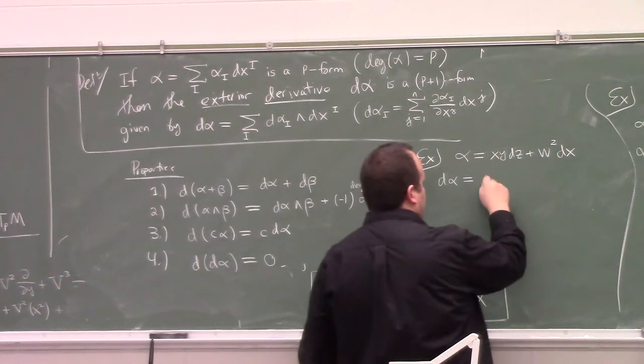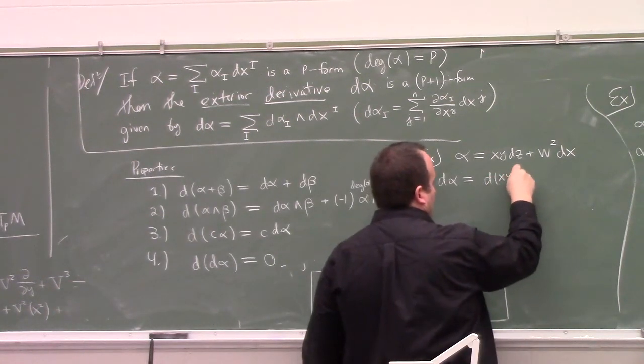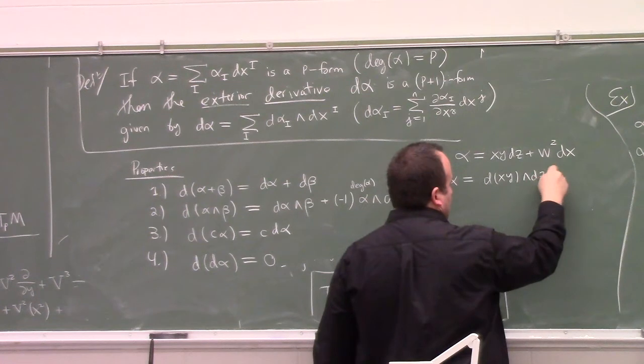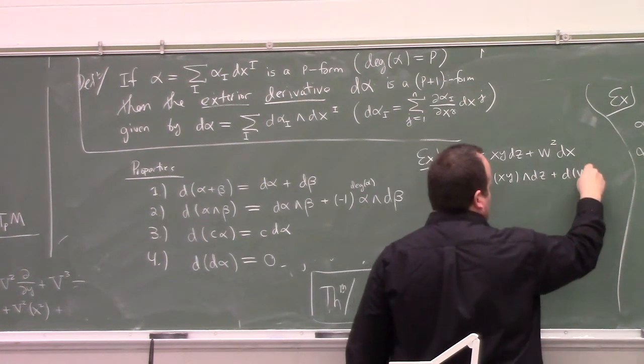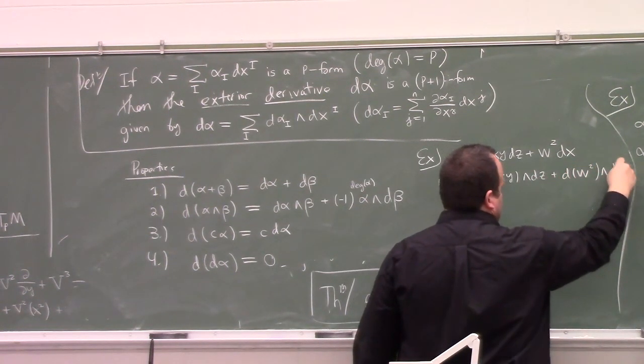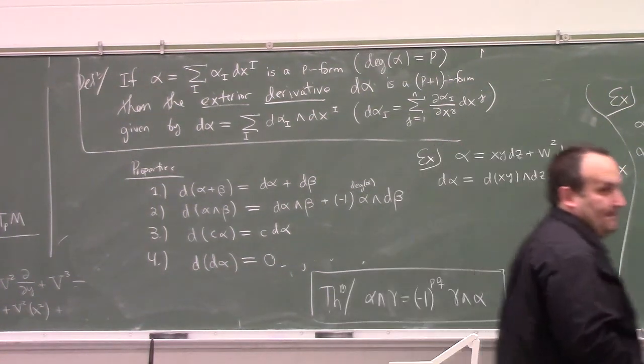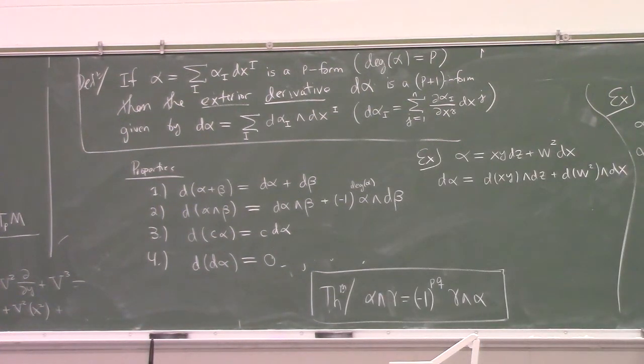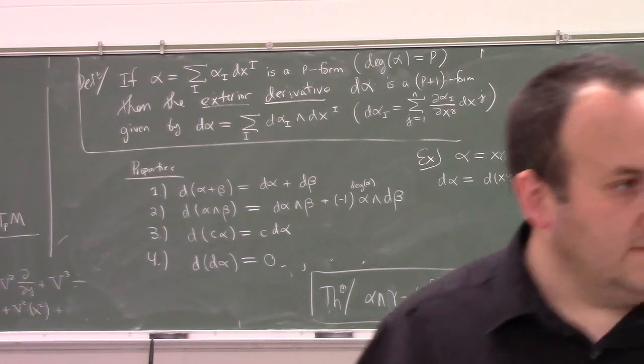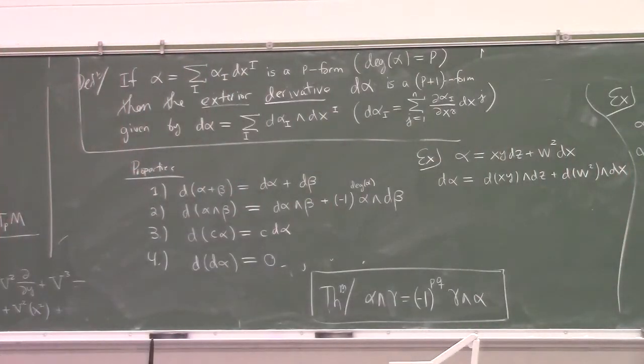Right, the derivative of the components, so it's d(xy) wedge dz plus d of w squared wedge dx. Now you already know how to take the differential of functions. That's calculus 3, right? It might be one of your happy places, I don't know.